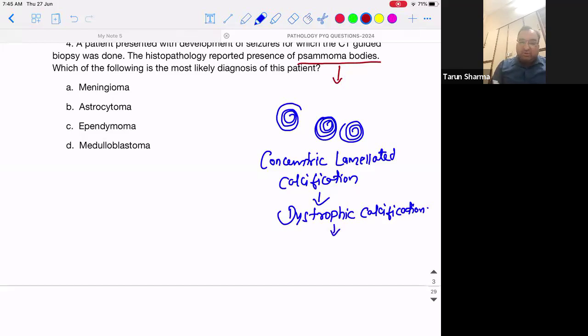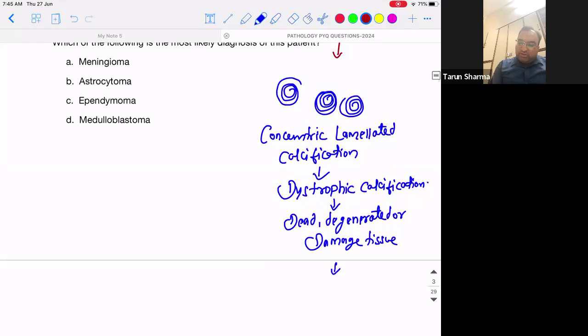In which conditions are dystrophic calcifications commonly seen? Dystrophic calcifications are commonly seen in dead, degenerated, or damaged tissue. And in these conditions, serum calcium remains normal. So always remember that serum calcium remains normal in which type of calcification? Those are called dystrophic calcification. Okay. So what are psammoma bodies? Psammoma bodies are a type of dystrophic calcification only.